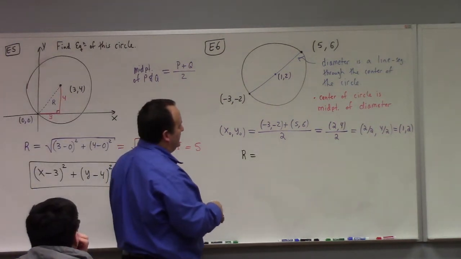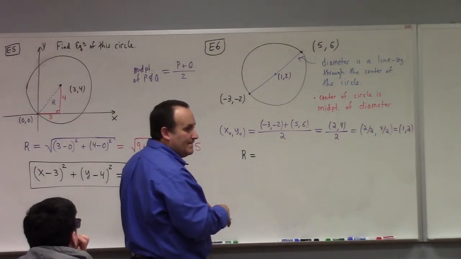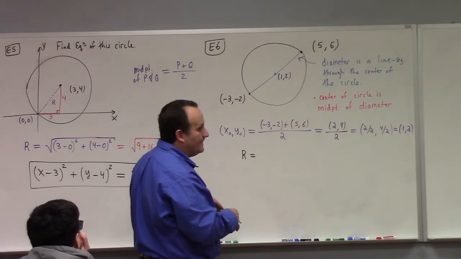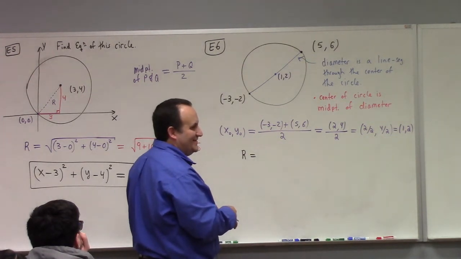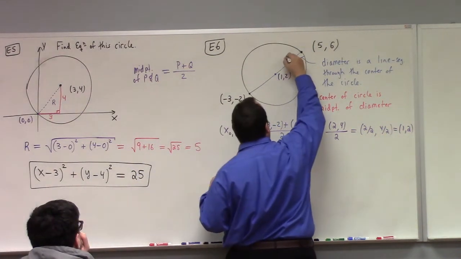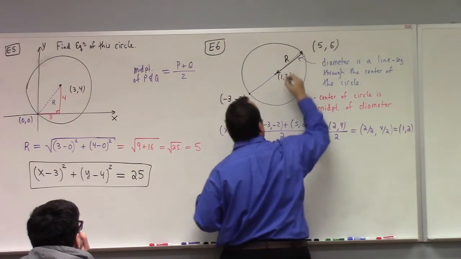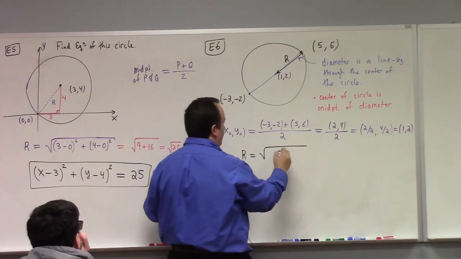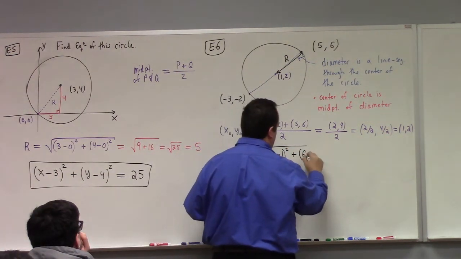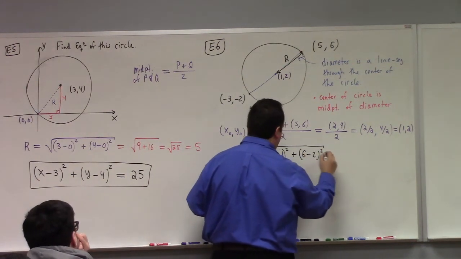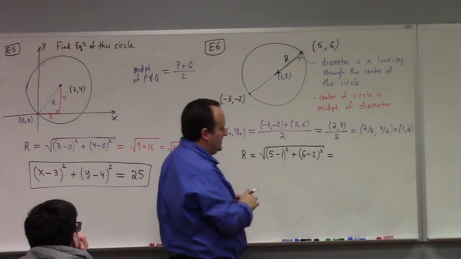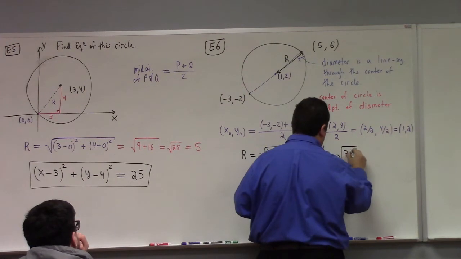Let me not confuse the matter. Which point do you want to use? The center point and either point. It doesn't matter, that's right. Which one? 5, 6. Okay, so you want to calculate r, this distance. We do the square root of 5 minus 1, squared, plus 6 minus 2, squared, which gives us 4 squared. They're both 16, aren't they? Square root of 32, yeah?